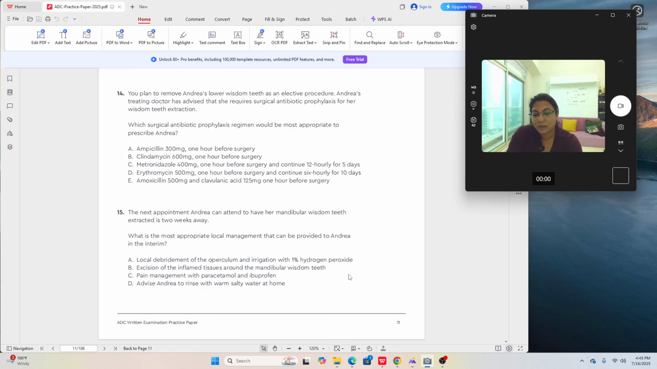Advise Andrea to rinse with warm salty water at home. Yeah, that can be done. But the most appropriate, that's the question, right? Not just an appropriate, most appropriate. So options A and D are correct, but most appropriate is you personally debriding that operculum area, because inside the operculum the patient is not able to clean, and any plaque or food lodgement there is further going to aggravate the gingival inflammation. So you personally are going to debride all that and irrigate with 1% hydrogen peroxide. Understood? So that is your answer.